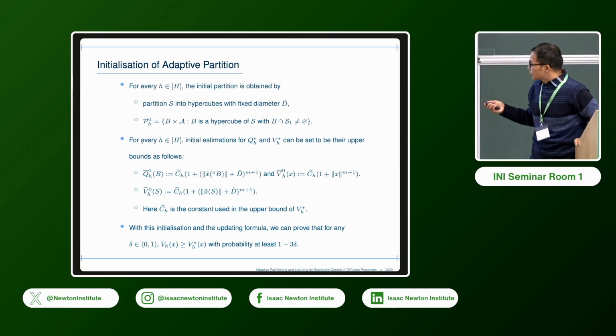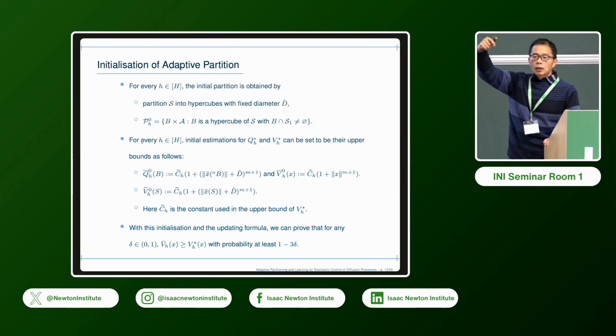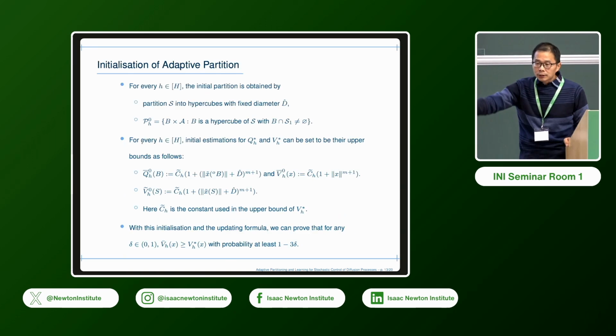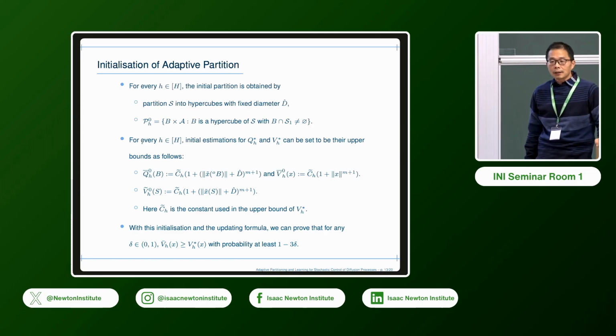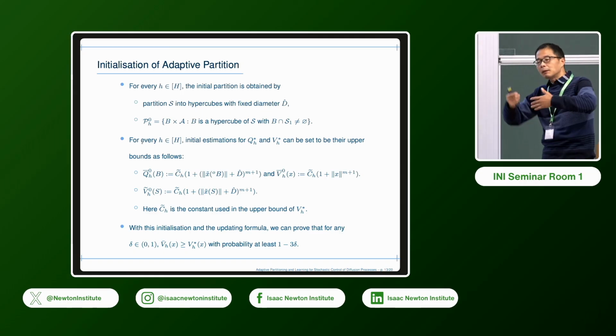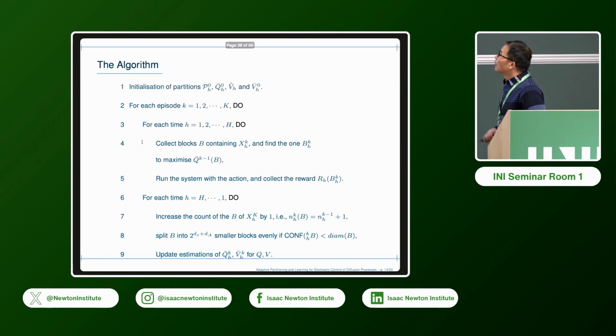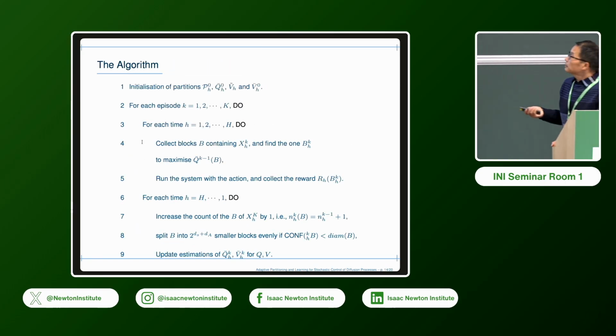Ideally, this V bar should decrease to V star. Roughly we have the sense that it should go down, but not really. Even with high probability, it may sometimes or at some places go up a little bit and then go down. Okay, so this is the algorithm.